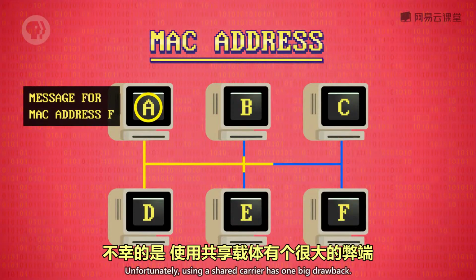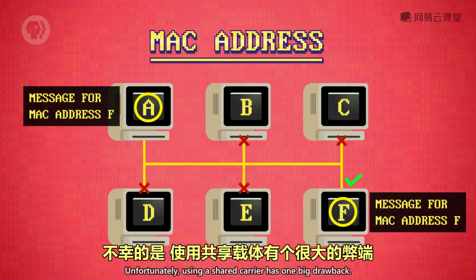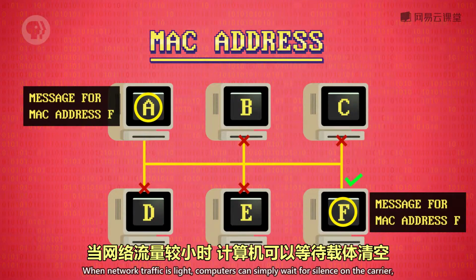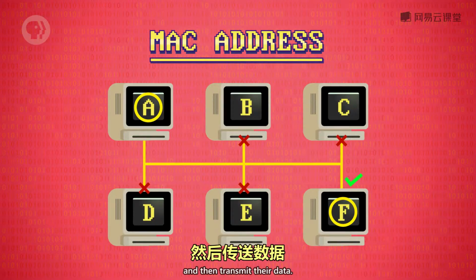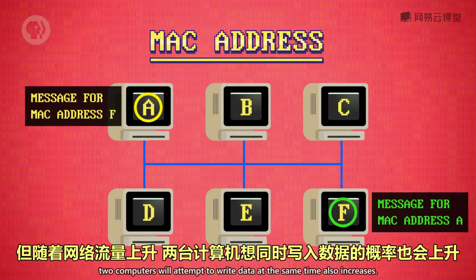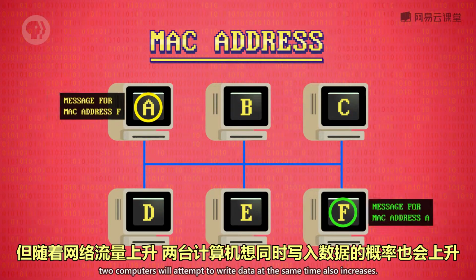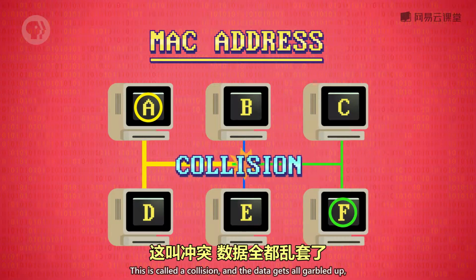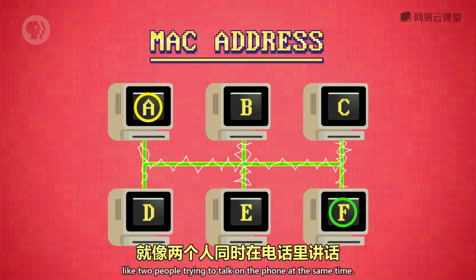Unfortunately, using a shared carrier has one big drawback. When network traffic is light, computers can simply wait for silence on the carrier and then transmit their data. But as network traffic increases, the probability that 2 computers will attempt to write data at the same time also increases. This is called a collision, and the data gets all garbled up, like 2 people trying to talk on the phone at the same time.